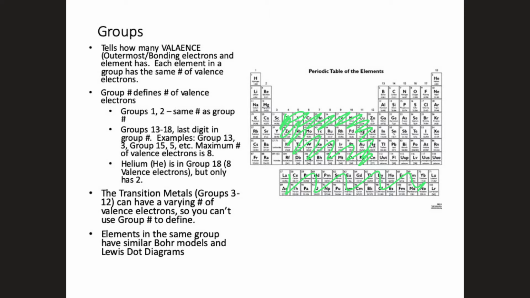But for the groups, we're just going to label them. Group 1 has 1 valence electron. Group 2, 2. Now group 13, it doesn't have 13 valence electrons, it has 3. It's always the last digit. Group 14, and then 15, 16, 17, and 18. There's a maximum of 8 valence electrons. But every element in that group has that same number of valence electrons, except for, we'll get to that in a second, except for helium.